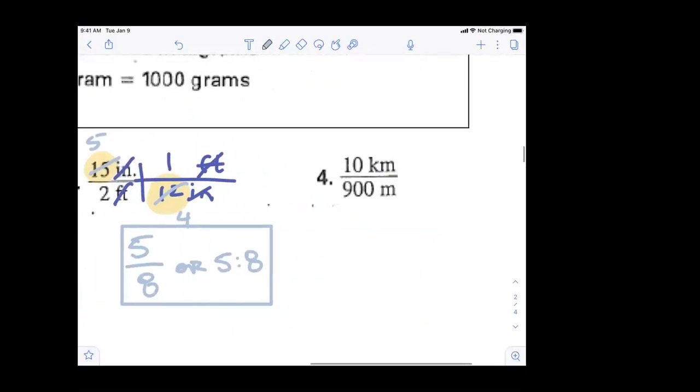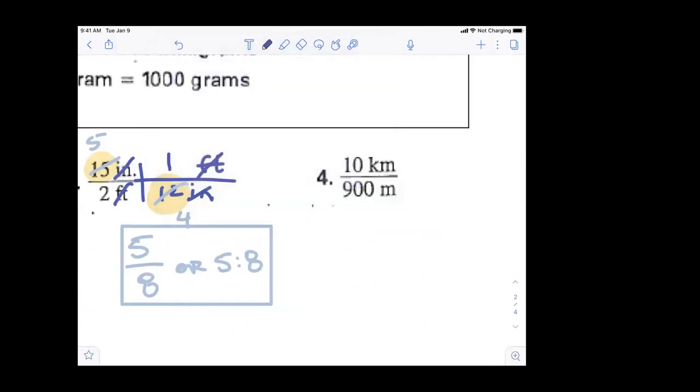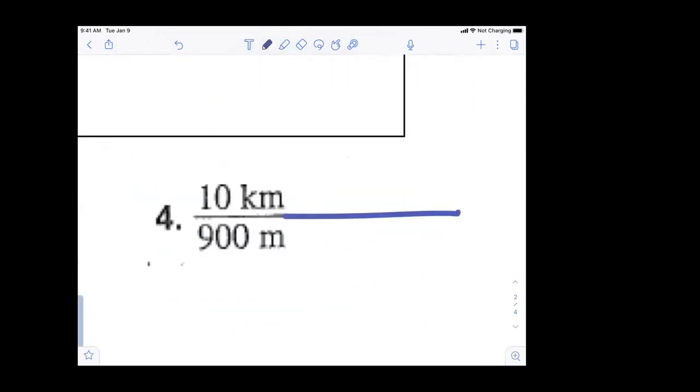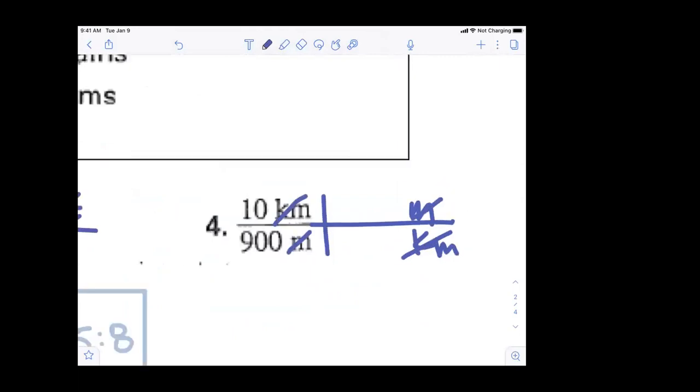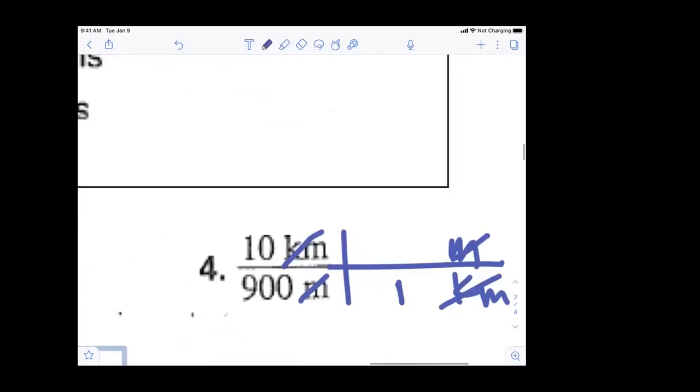All right. Similarly, the last one is kilometers to meters. Kilometers to meters, however you want to say it. The km is going to go on the bottom and the m is going to go on top, so they cross each other out. And then if I don't remember this off the top of my head, I can just scroll up a little bit. 1 kilometer is equal to 1,000 meters. So I'm going to put 1 on the bottom for the km and then 1,000 on top for the meters.